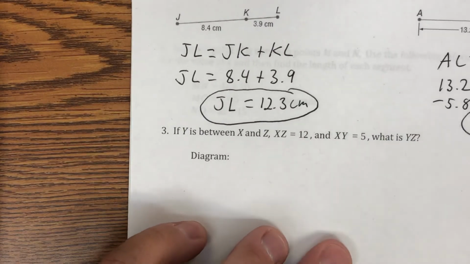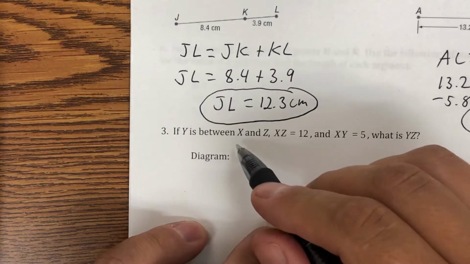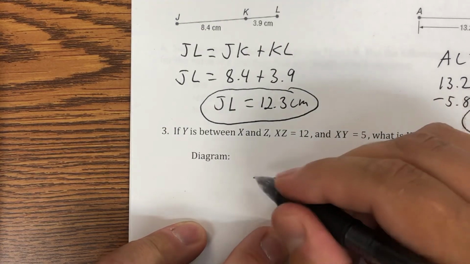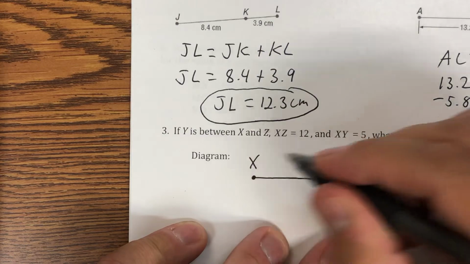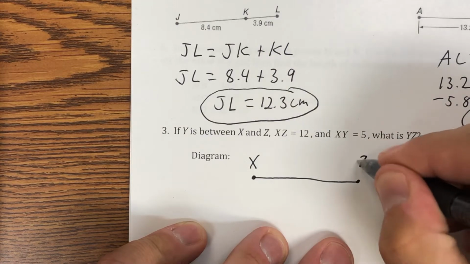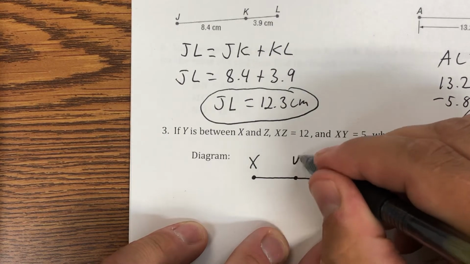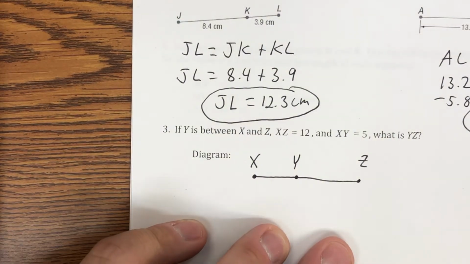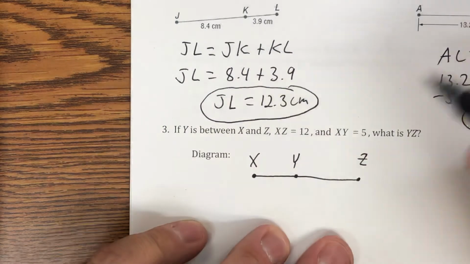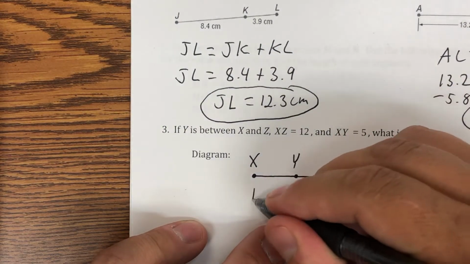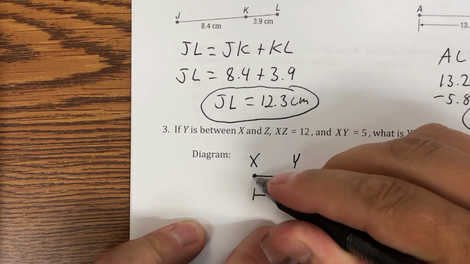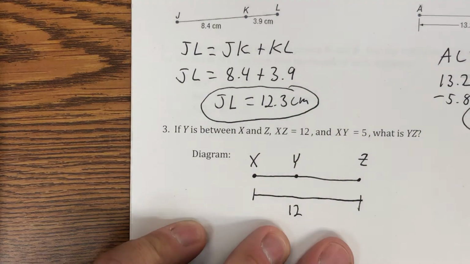Next one does not have a diagram. So I'm going to want to draw out the picture so it's a little bit easier to see what part's what. So it says if y is between x and z. So that means I have a segment with endpoints x and z. Y is somewhere in between. We don't really know where. Okay, doesn't need to be drawn to scale either. I'm just labeling it out that way. Next step, I know x to z, the entire length. So I'm labeling from x to z is 12.